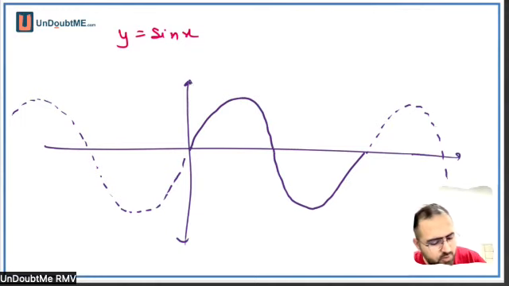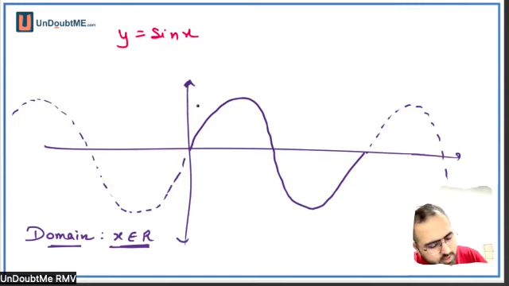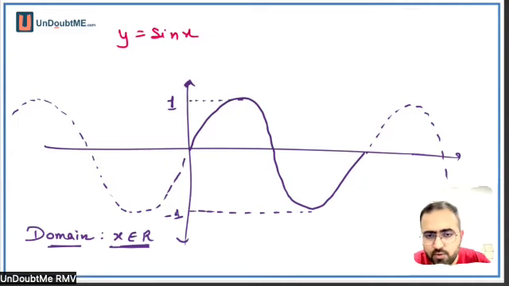First and foremost, since it is a function, if I want to write the domain, meaning what all x values we can take in sine, we can literally take all x values in sine, all real values of x. So domain is x belongs to R. Now the sine value is fluctuating between 1 and -1. It will always fluctuate between 1 and -1.